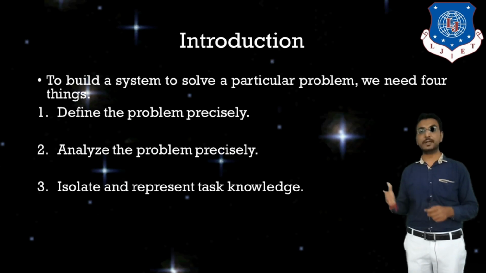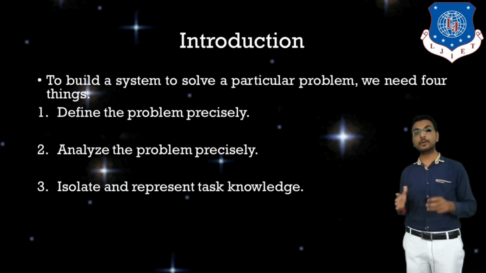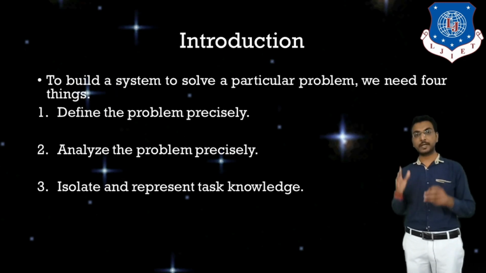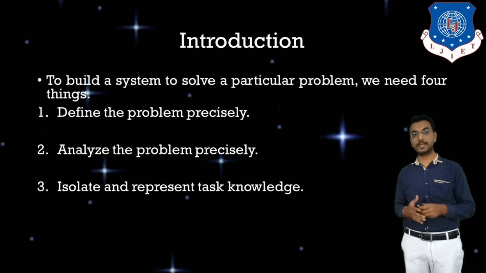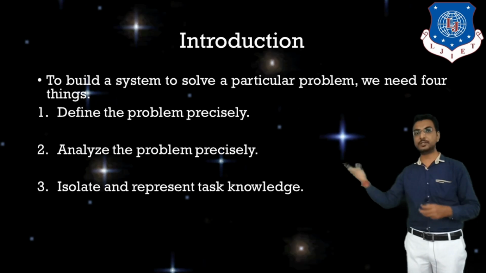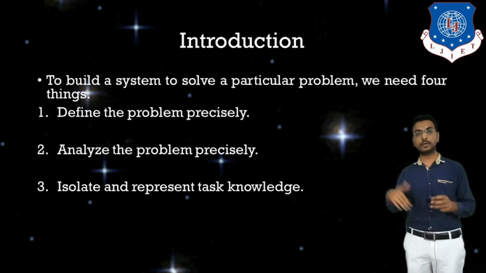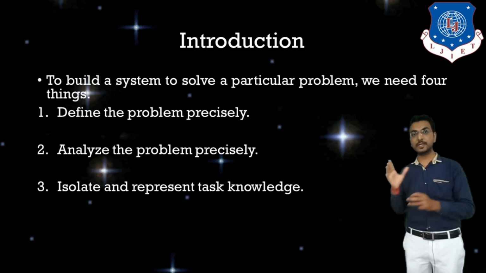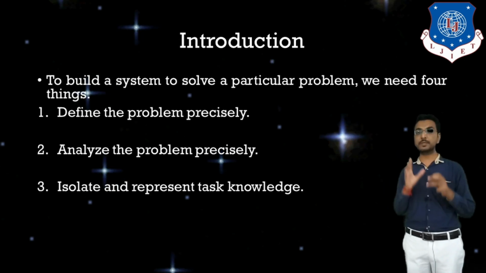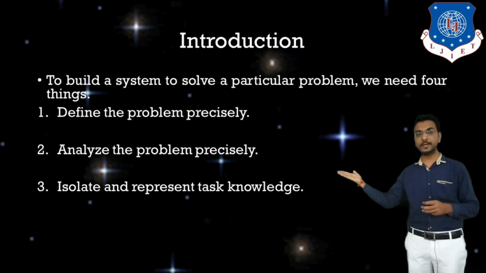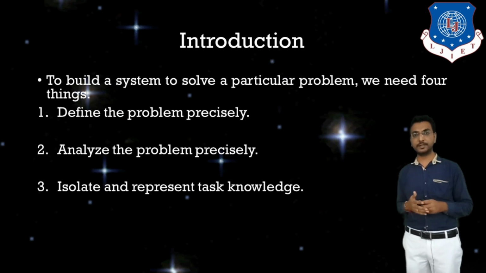Isolate and represent means that whatever we are given, first of all we must have the intelligence regarding that problem specification. If we want to play chess, then definitely we have to show the intelligence of our mind, because chess is an intelligent game. So whatever rules the chess game has, all those rules must be specified and isolated to understand how to play the game. That is isolate and represent the task knowledge.